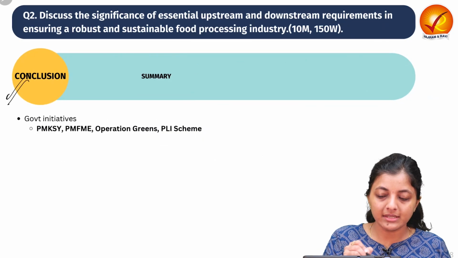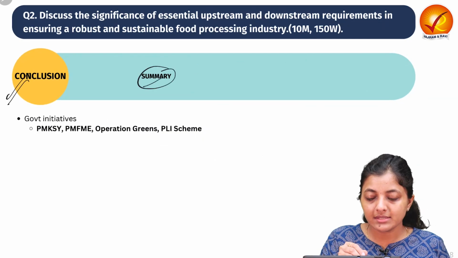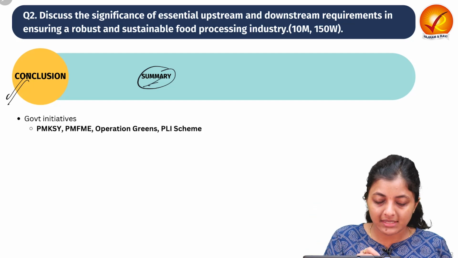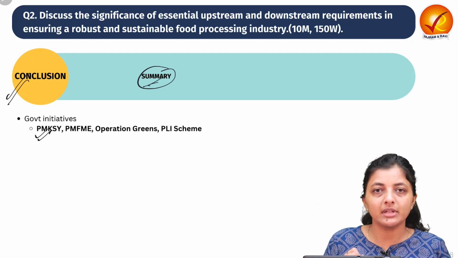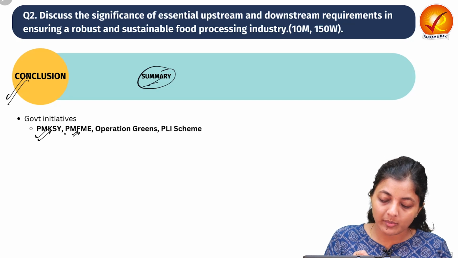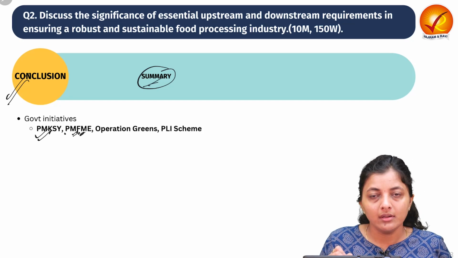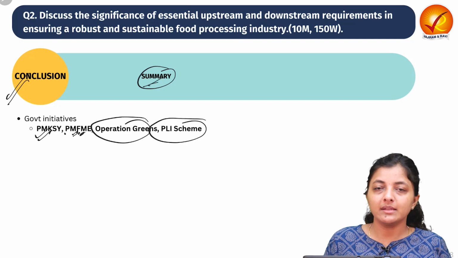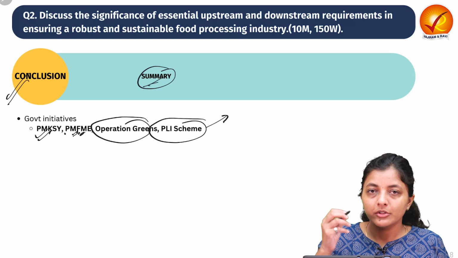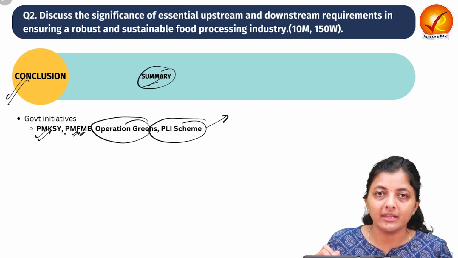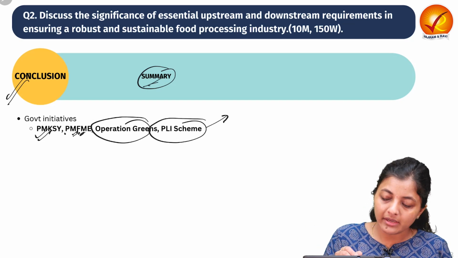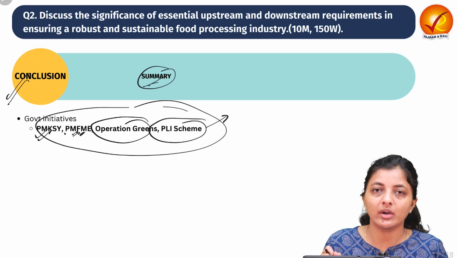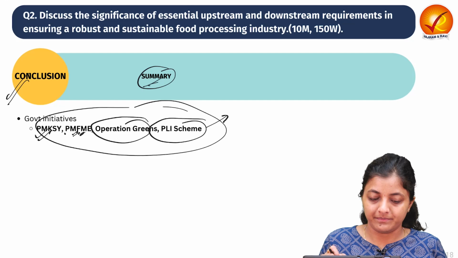Now let's finally see the conclusion. In this you can write about governmental initiatives like Pradhan Mantri Kisan Sampada Yojana, Pradhan Mantri Formalization of Micro Food Processing Enterprises, Operation Greens and the PLI scheme. The government is boosting the FPI, or the food processing industries, through all these schemes, and it is ensuring robust upstream and downstream requirements for the supply chain.